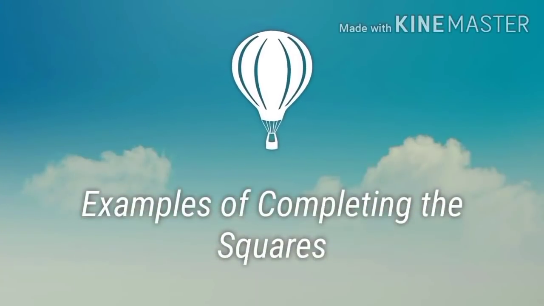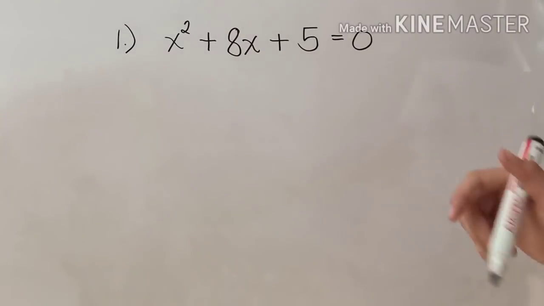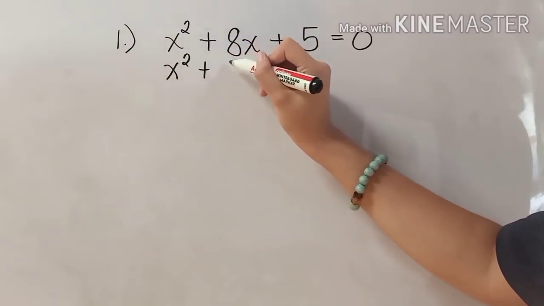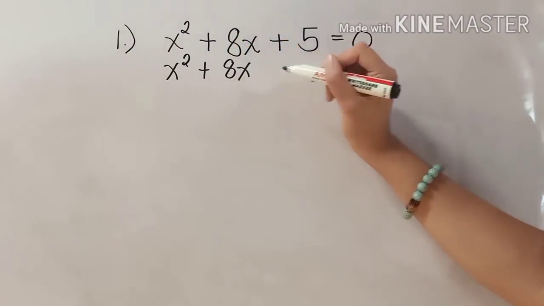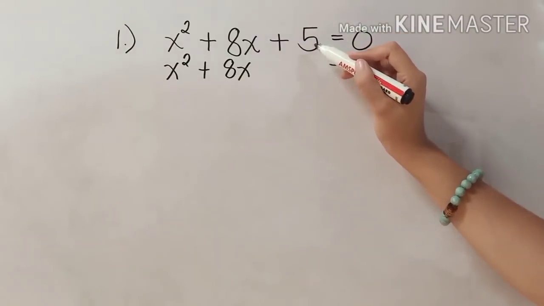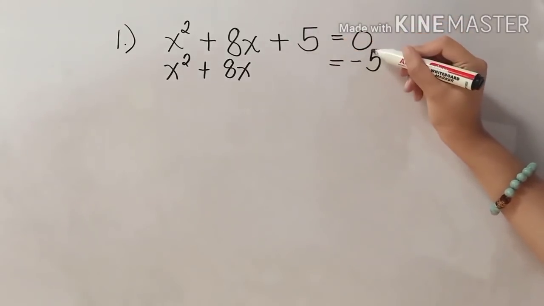Let us consider a few examples. Let's start with number 1. X squared plus 8x plus 5 is equal to 0. The first step here is to rewrite the equation in the form x squared plus bx, so in this case it will be 8x is equal to c. Since our c is 5 and it is positive, then we'll transpose it, making it negative 5.